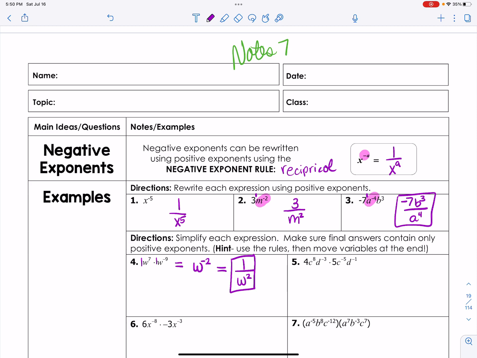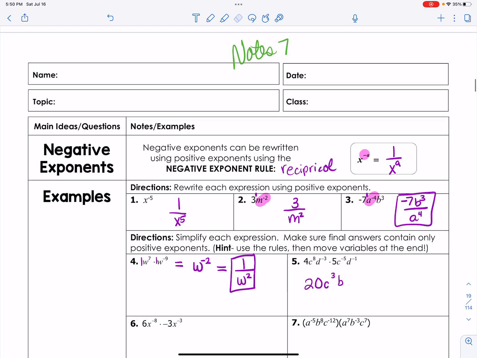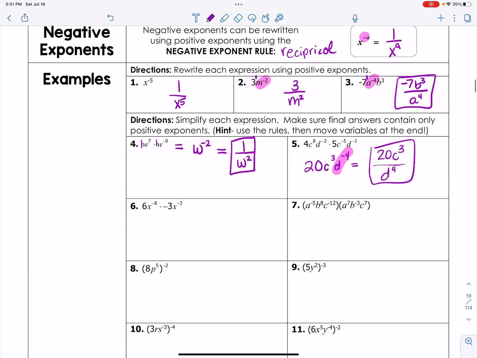So if I rewrite this, I'm going to multiply. So 20, c to the 3rd, because I'm adding, d to the negative, I don't know why I wrote b, d to the negative 4. Okay, so when I rewrite that, this pink is the only negative exponent, so it is the only thing that moves. You do the math just like you normally do the math, and then you move things.